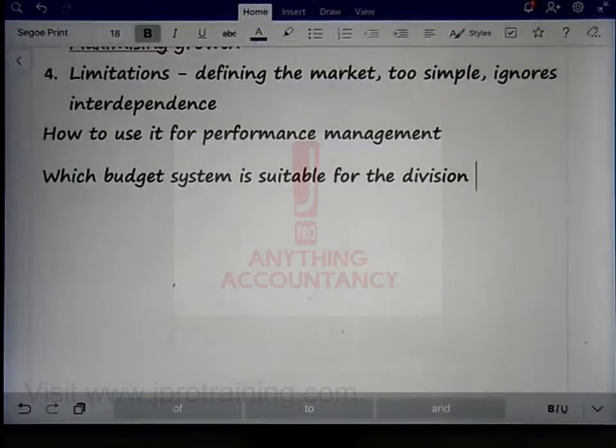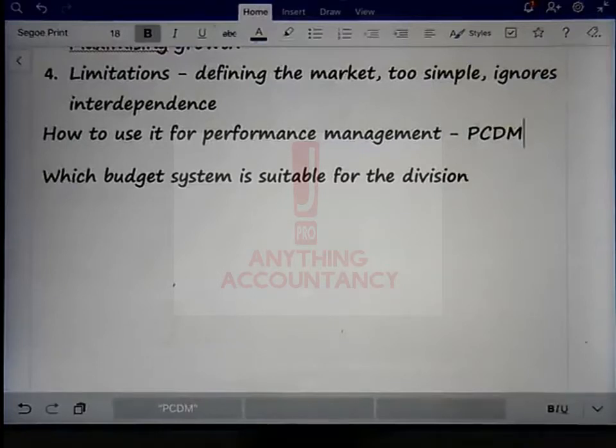Are you clear now? So based on these 2 things, you have to know whether it can be used for managing performance. It means what area to manage performance. Remember, if they say how to use it for performance management, it's about you talking about planning, control, decision making. Always remember those keywords. Planning, control, DM, PCDM. Are you clear now? Anytime any question asks you how do you use this for performance management?